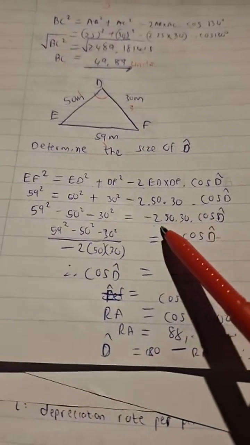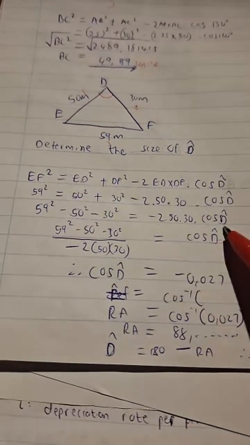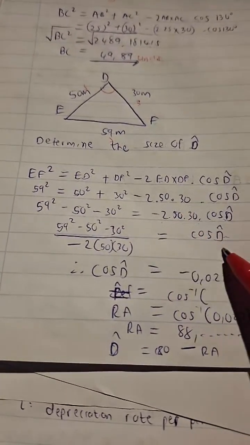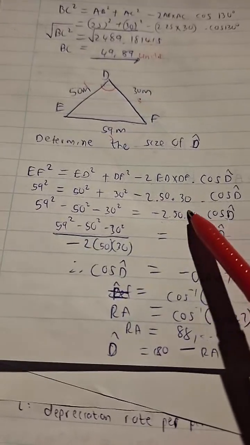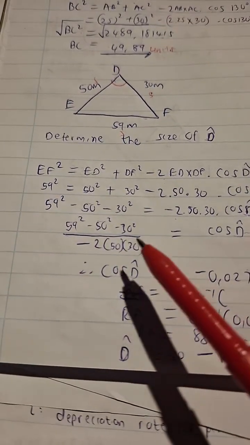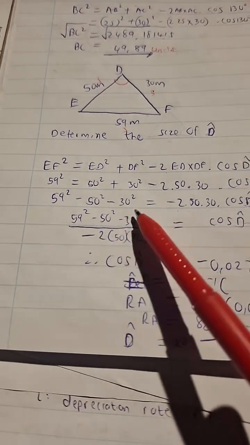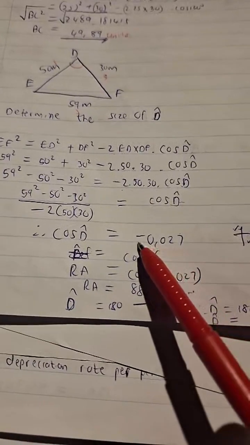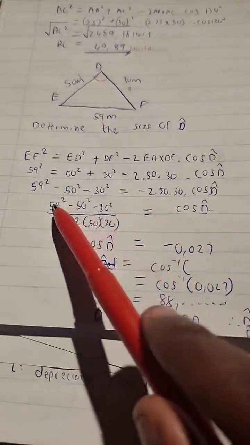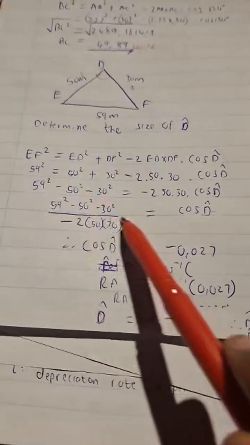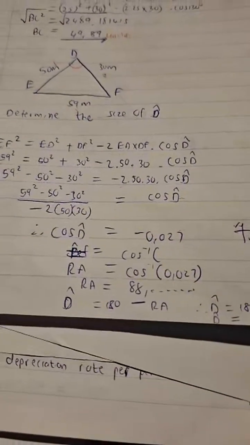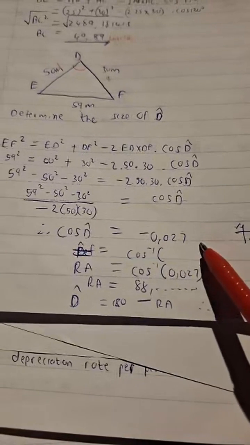This is multiplied to cos D, so to get rid of it, we need to divide by it. When we divide by this entire thing on the left, it eliminates this, and we divide on the right hand side as well. Then we put all of this in our calculator: 59 squared minus 50 squared minus 30 squared, over negative 2 times 50 times 30. We get negative 0,027.